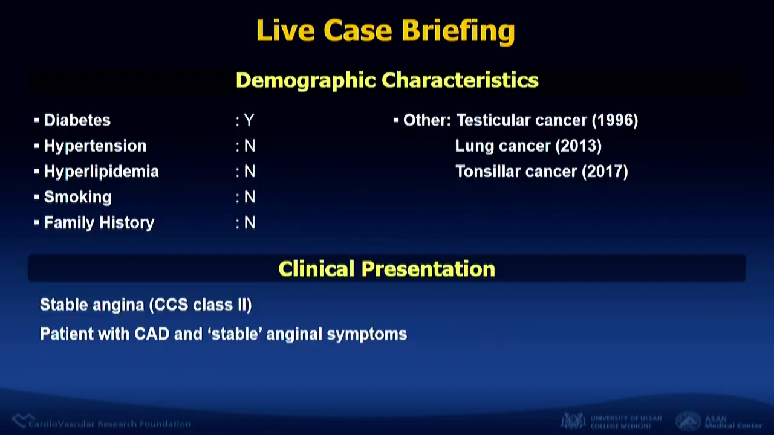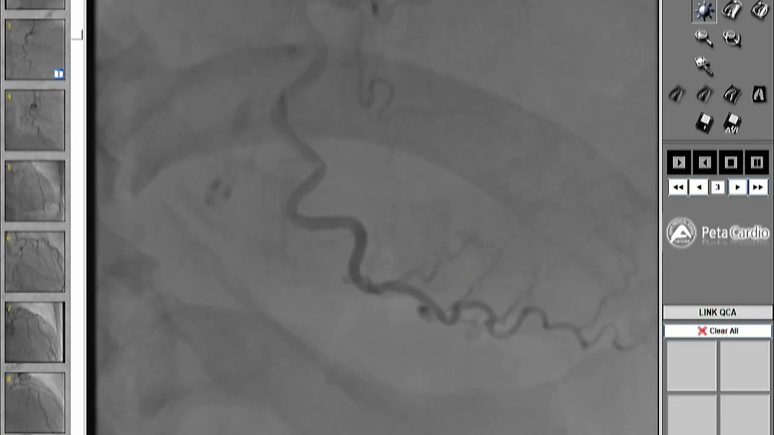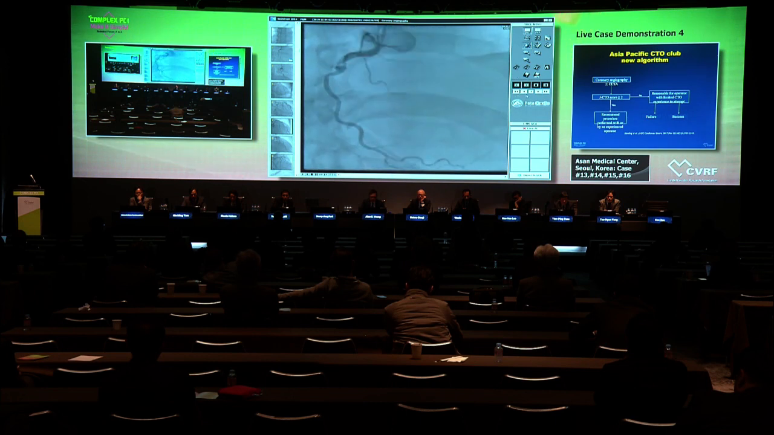Next, please. He had a history of cancer: lung cancer, testicular cancer, tonsillar cancer, but he's disease-free right now. His symptom is CCS class 2 now. Can we have a previous baseline angio? Okay, right here. This is an angio that we took from another hospital.